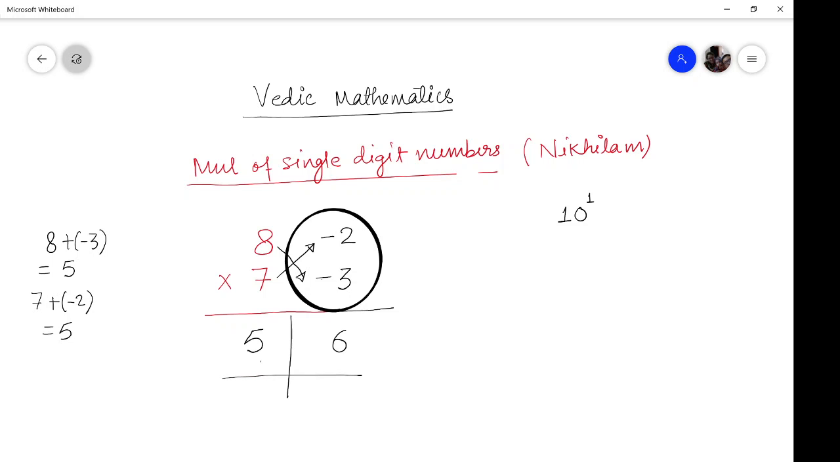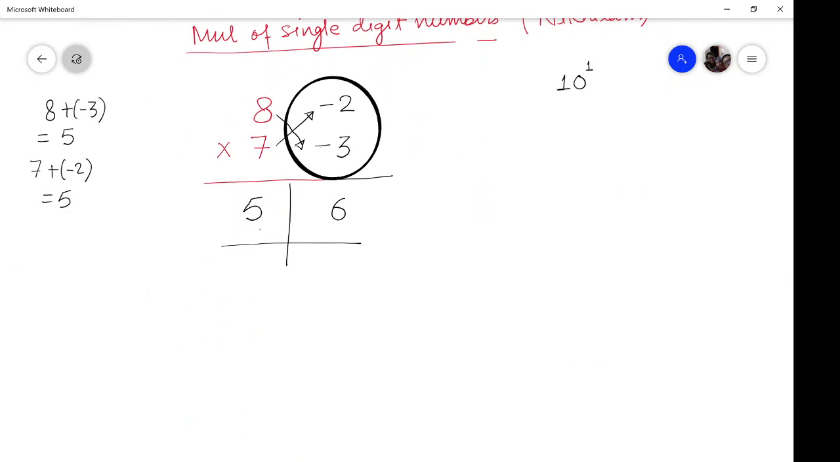But this is not always that simple. There may be a possibility that we will get a two-digit number here. So let me take one more example.